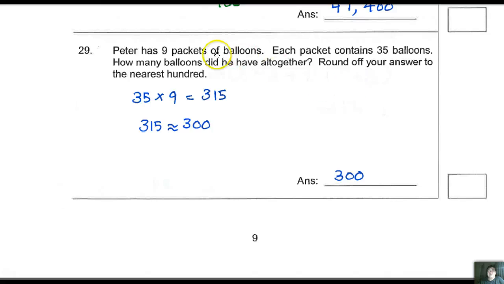29. Peter has 9 packets of balloons. Each packet contains 35 balloons. How many balloons did he have altogether? Next, watch out, round your answer off to the nearest 100. So you get this, you times, right? 35 times 9 is 315. To the nearest 100, 315 is nearer to 300, not to 400. All right, so the answer is 300.